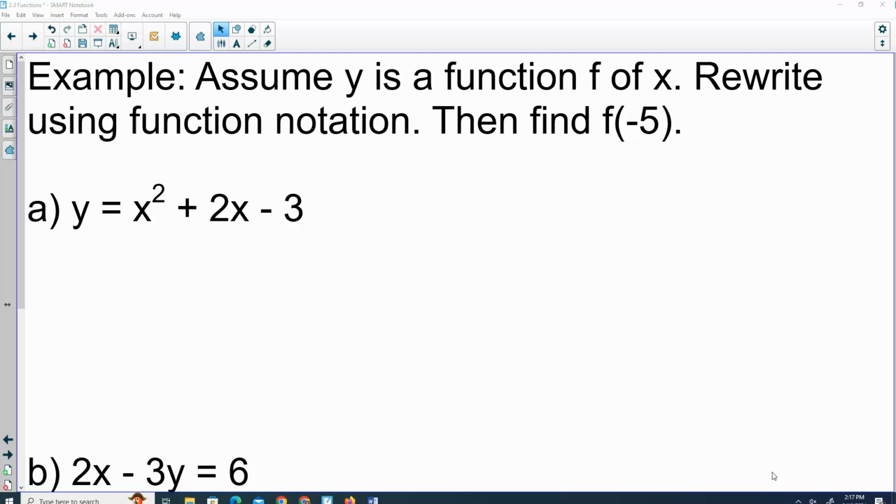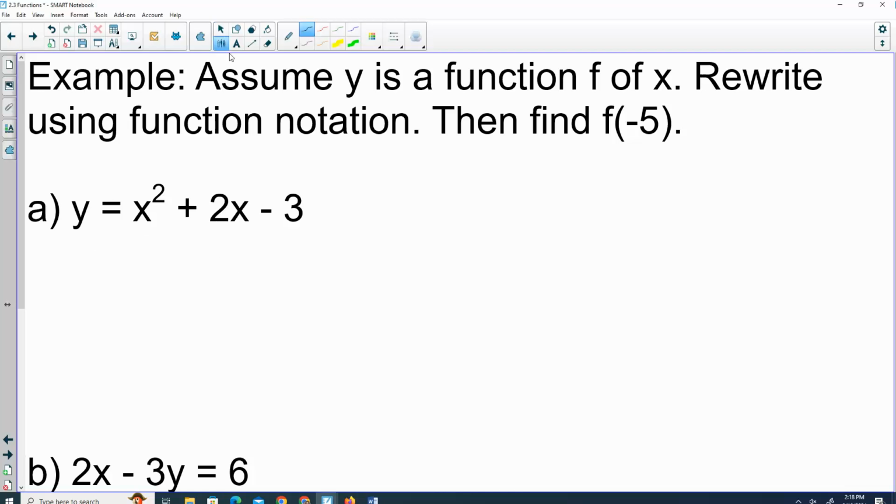is a function of x. So we have to rewrite it in function notation and then evaluate f of negative 5. What do I mean by function notation? It has that f of x. What variable does f of x replace? Y. So make sure your equation is y equals, which the first one is.